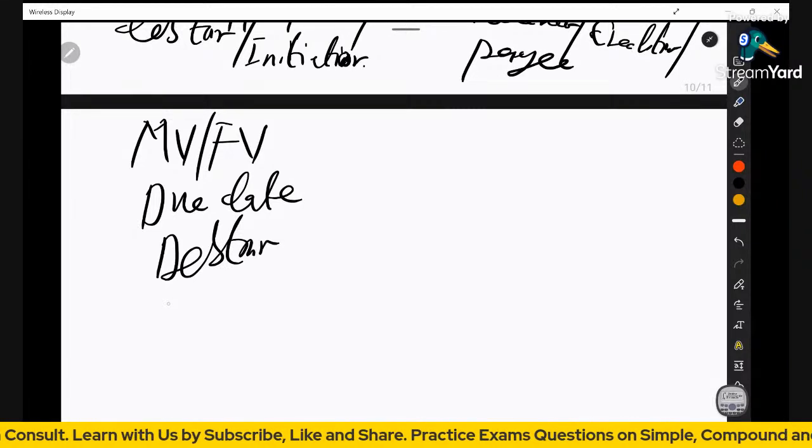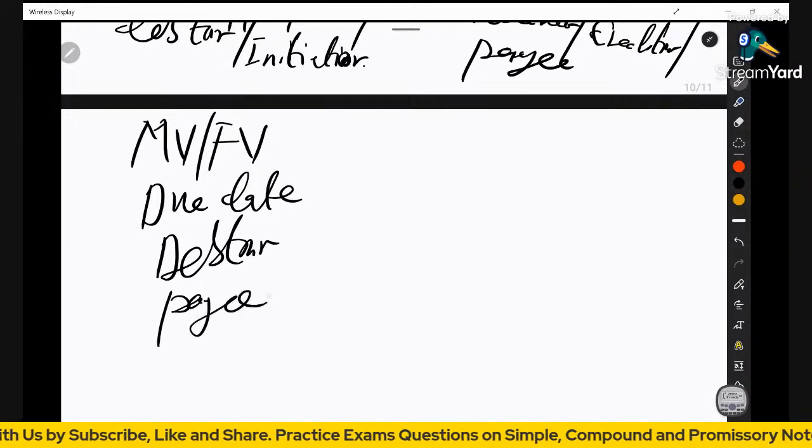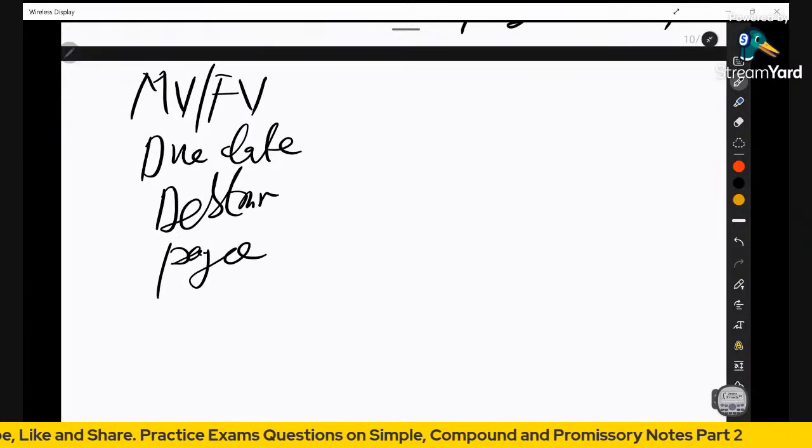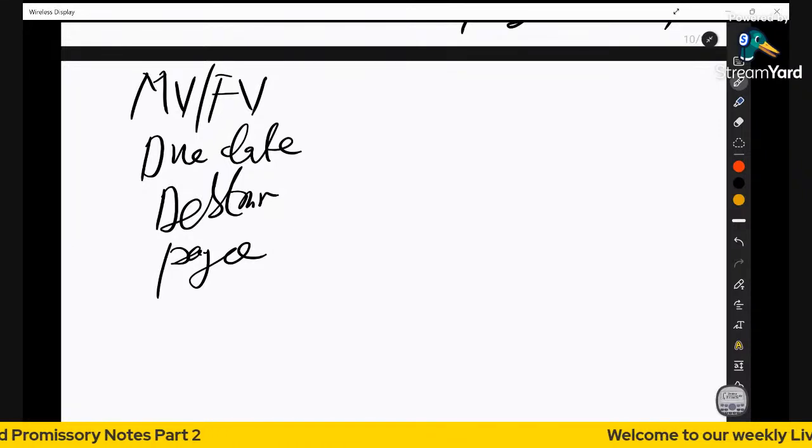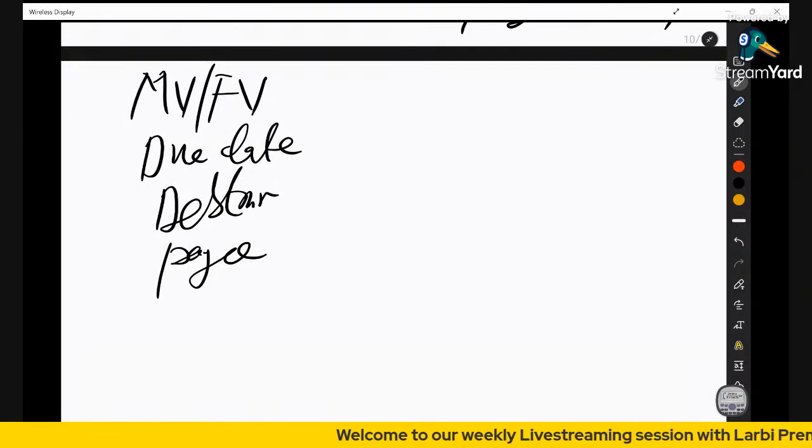You also see the payee as well. You also see whether the note carries an interest or not. And this is also one feature of a promissory note. A promissory note may be either interest bearing or non-interest bearing.